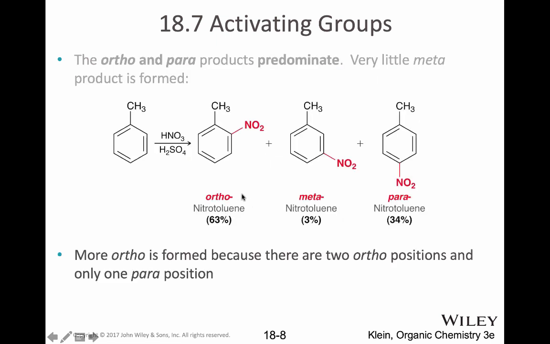Now, one thing to go back and look at is that in this particular case, you get more of the ortho product than the para product. The reasoning for why it's thought you get more of the ortho versus the para is because there are 2 ortho positions compared to the 1 para position. And you can see that, right? It looks like there's double the amount of the ortho intermediates versus the para intermediate.